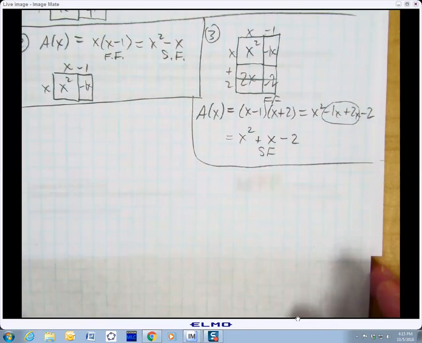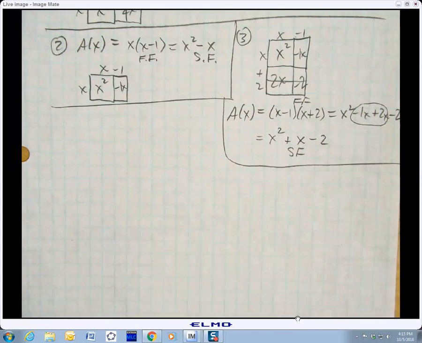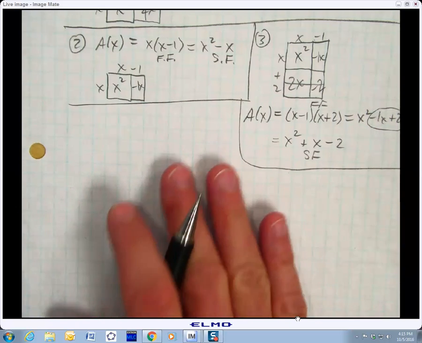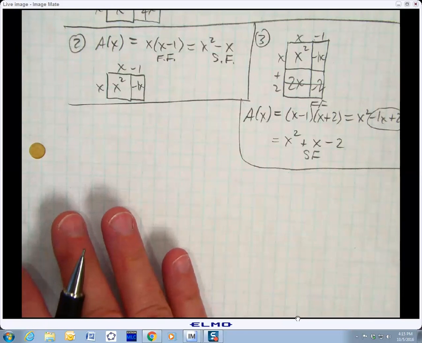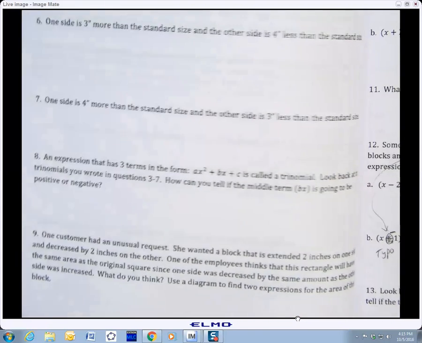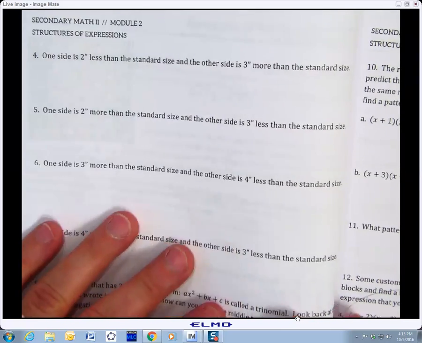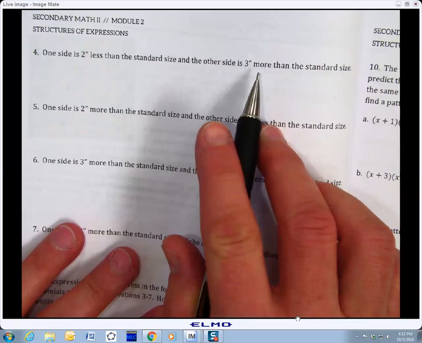All right. So let me see here. Let me see what's next on the docket. I believe the next few you guys will be doing on your own. So that being said, you're going to be doing a 4 and a 5 and a 6 and a 7. And then, let's see, I believe there's a number 9 that we want to start talking about together. Let's take a look at the directions here. Make sure everybody's clear what they're asking for. So one side's 2 less than the standard, the other's 3 inches more.